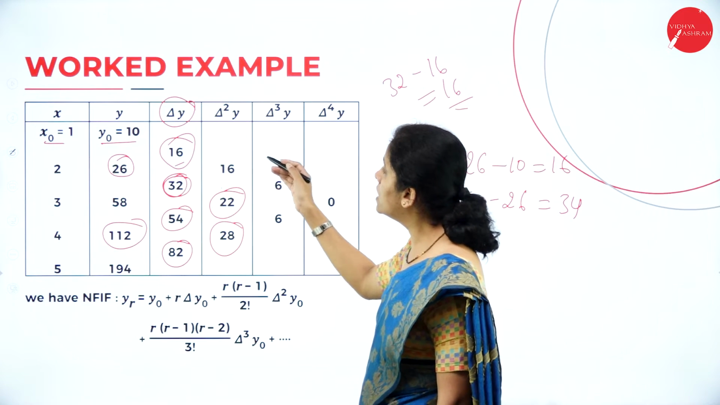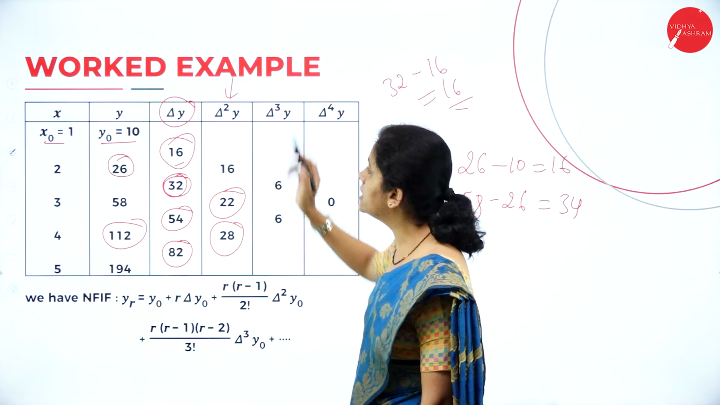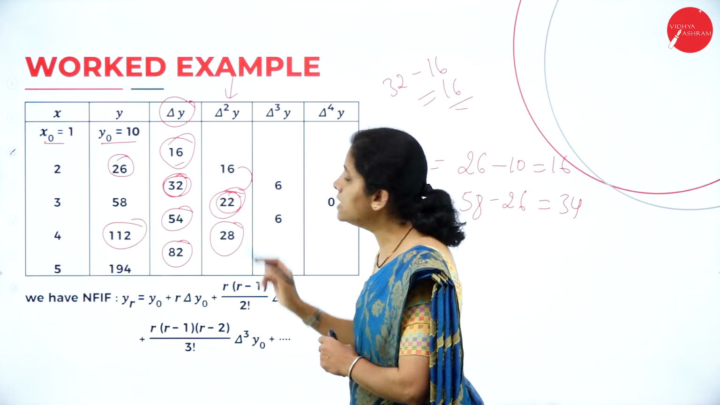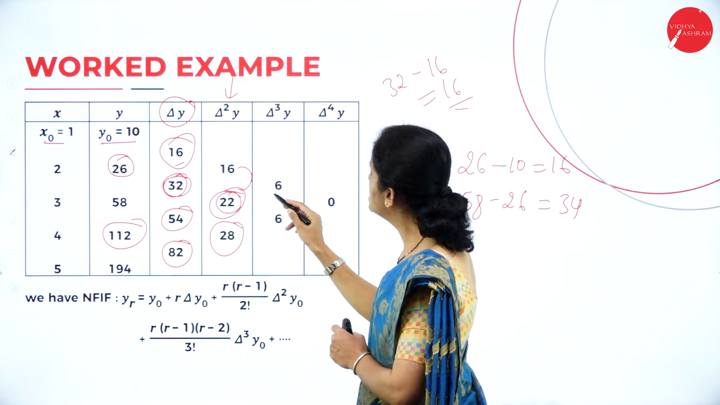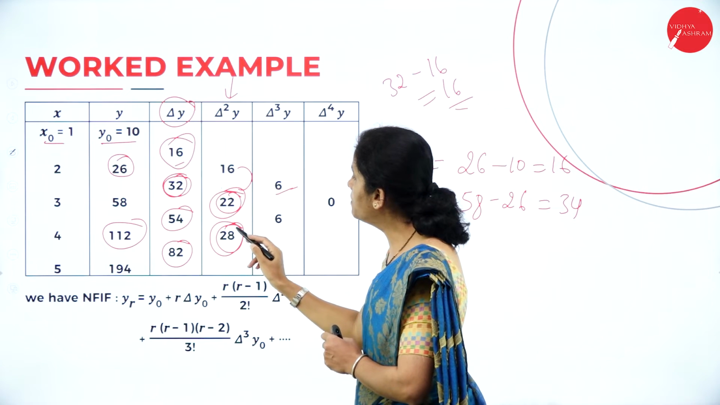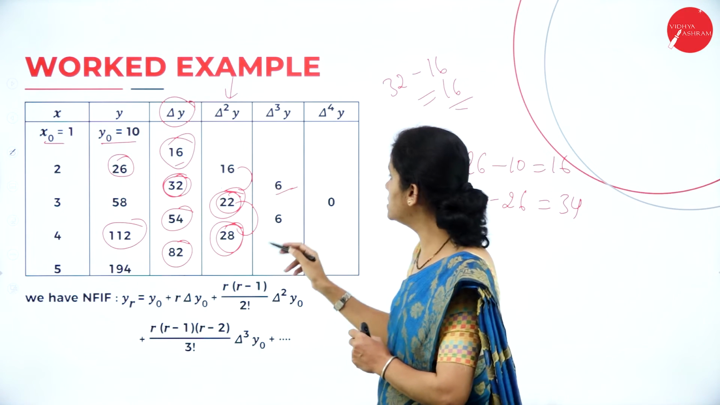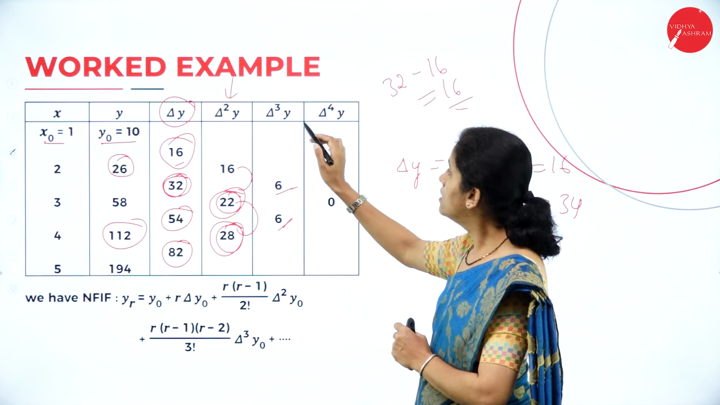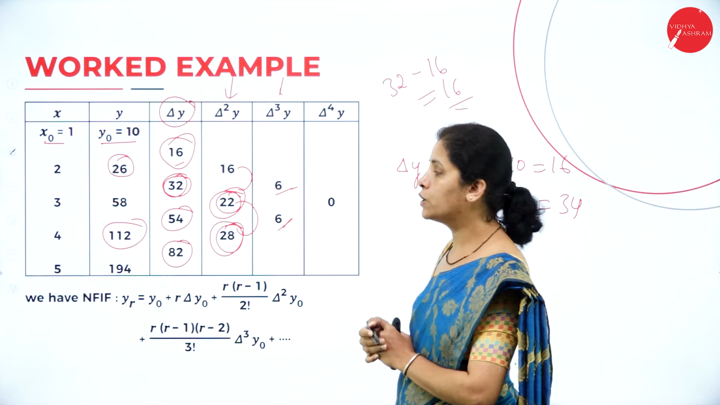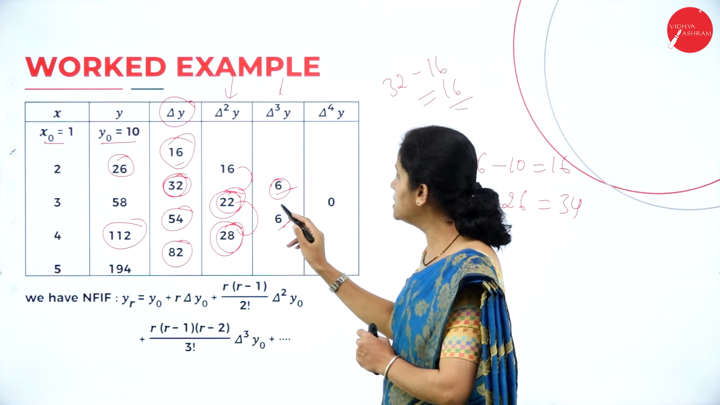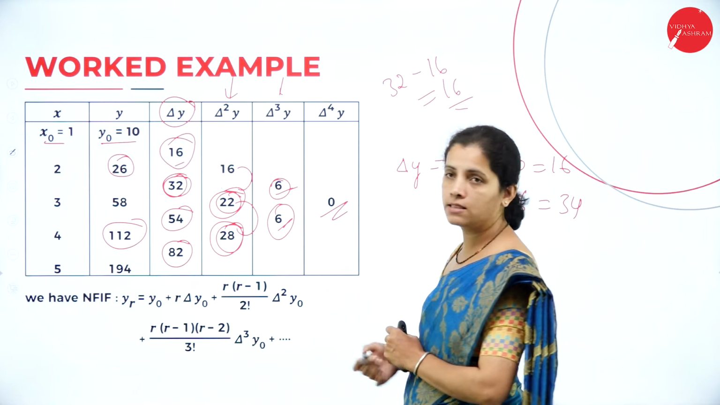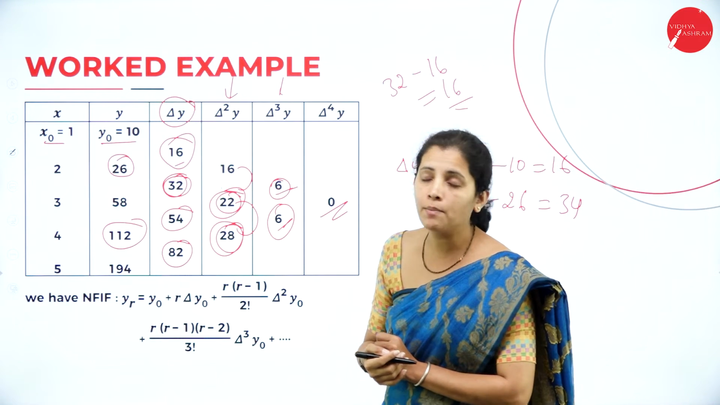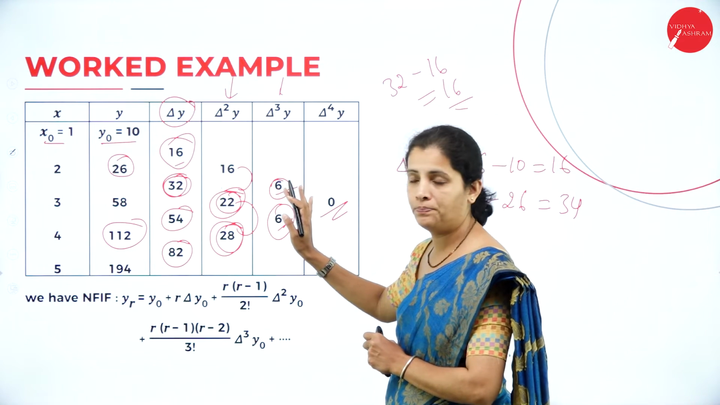Now I want to find delta cube. To find delta cube, I'm going to consider delta square. So here 22 minus 16, it is 6. Now 28 minus 22, it is 6. Now to find delta 4, I'm going to consider delta cube. So 6 minus 6, I'm going to get the answer 0. So dear student, this is the way I'm going to construct the table.